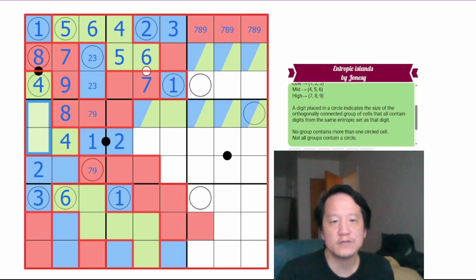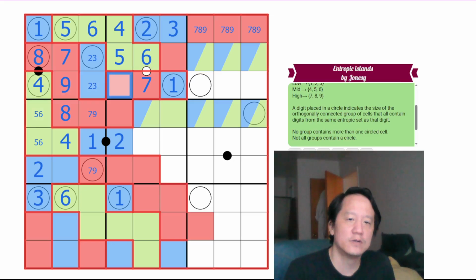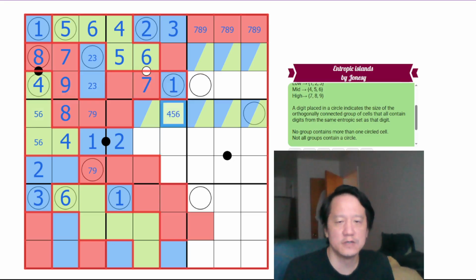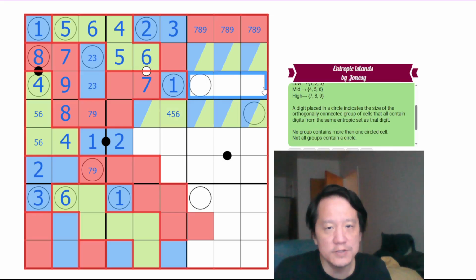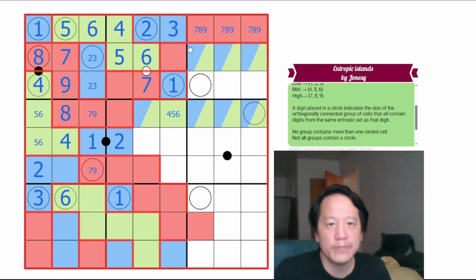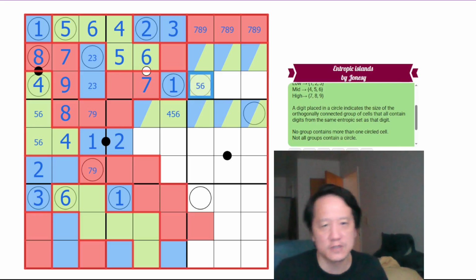This is 5 and 6 as a pair. We have 4, 5, and 6 there. This can't be high because we have 3 highs in that box. It can't be low because these are different entropic sets. So this must be medium here. And it can't be 4, it's 5 or 6.